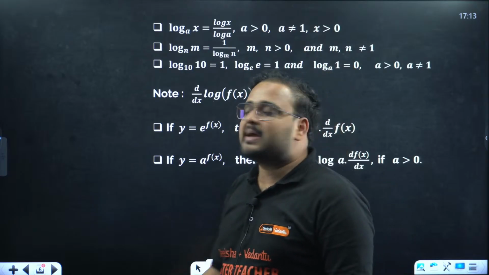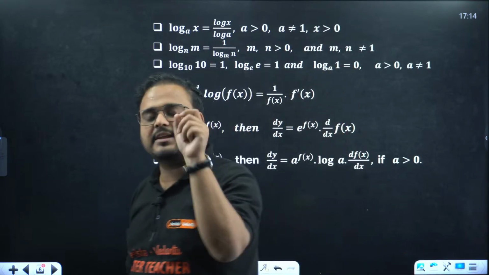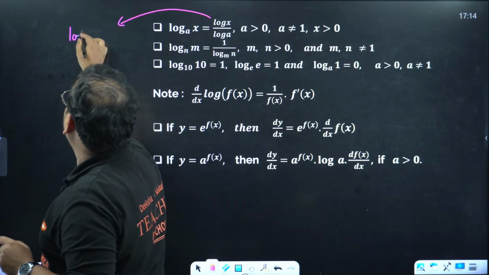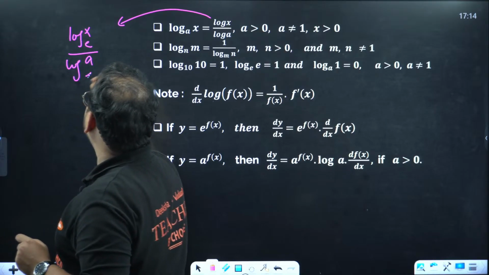Can anybody tell me what the base is in both the cases? In both the cases, the base is the exponential value, basically the natural value e. If you look at this, this represents log of x with the base e upon log of a with the base e.